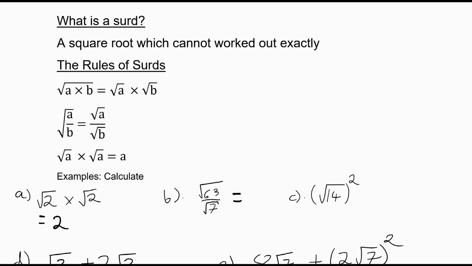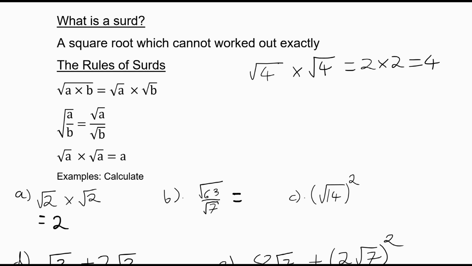A surd is a square root which cannot be worked out exactly. We can think about square roots and use that to develop these three rules of surds. For example, if I have the square root of 4 times the square root of 4, I know that that's going to be 2 times 2, but 2 times 2 is 4. So it seems as though when we times a square root by itself, it undoes the square root sign.